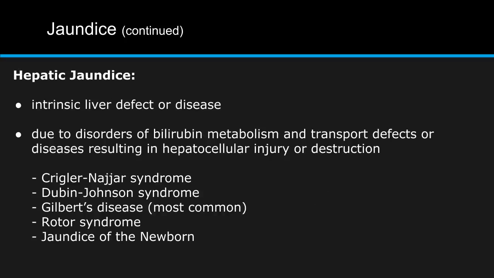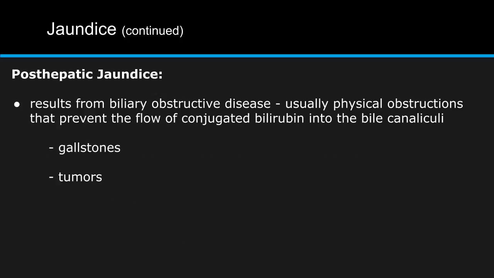Hepatic jaundice occurs when the primary problem causing the jaundice is an intrinsic liver disease or defect. This can be due to disorders of bilirubin metabolism and transport defects, or due to diseases resulting in hepatocellular injury or destruction. Posthepatic jaundice results from biliary obstructive disease, usually from physical obstructions such as gallstones or tumors that prevent the flow of conjugated bilirubin into the bile canaliculi.